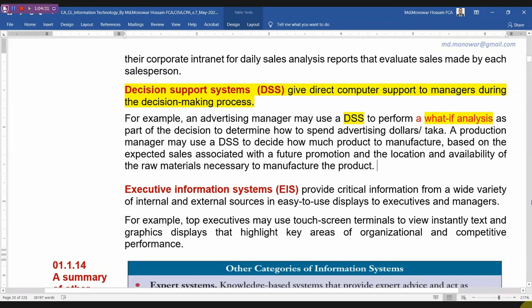So that type of decision support is possible through that system. Also, what-if analysis, and through decision making, management can save their time also. So that type of support can happen through the system. Here, manufacturing is based on the expected sales associated with the future promotion, and the availability of the raw material necessary to manufacture the product, etc.